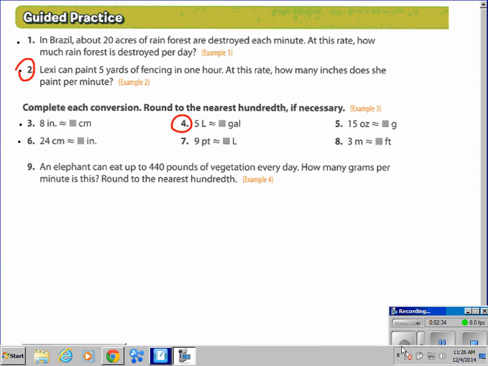All right. The next one is number 4. So we want 5 liters. We can put it over 1. What do we want the liters to become? What do we want it to become? Gallons. So we're going to go ahead and put it next to what we want it to become. And diagonal, we'll put our liters down here because you want to get rid of that label.